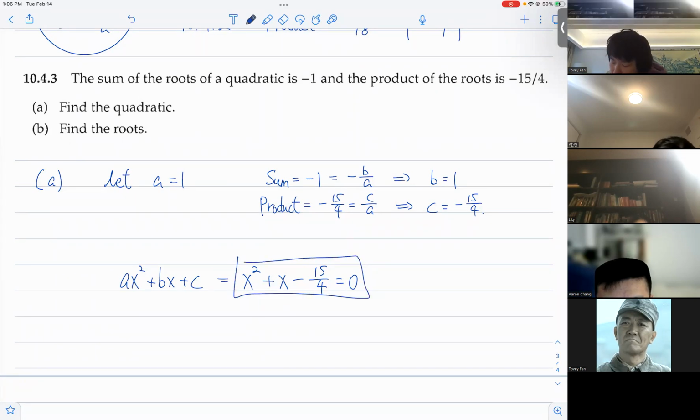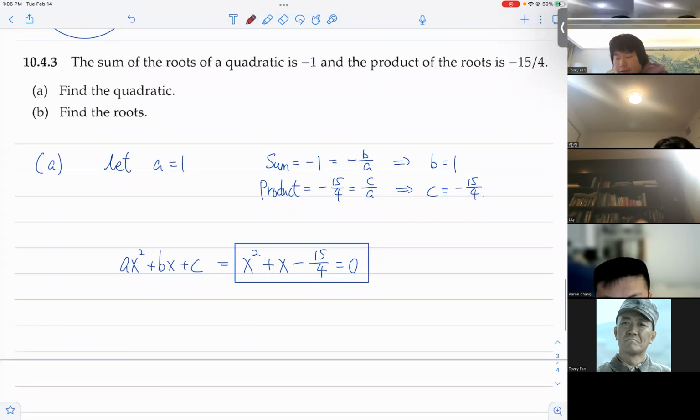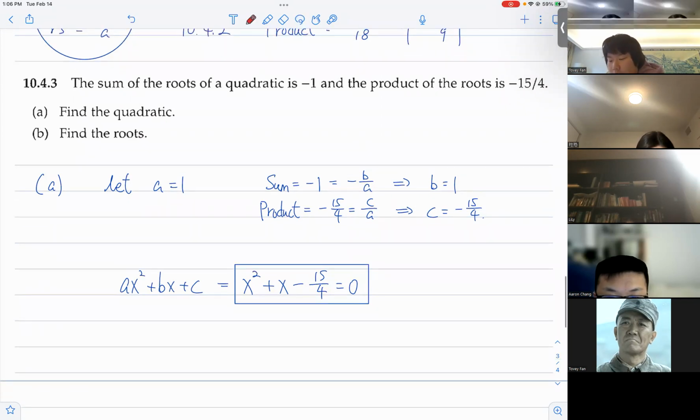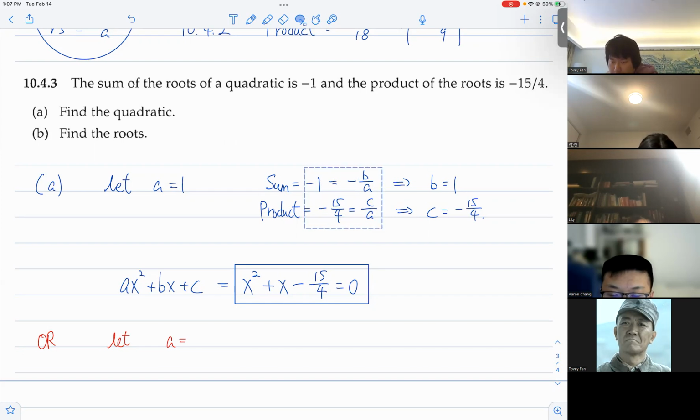Okay, so in this question, we don't have to set A equal to 1. What is an alternative value for A? Anyone? Instead of setting A to be 1, what can we set A to be? Another easy case. 3? Why do you want it to be 3? Or 2. Any reason why you want it to be 2?